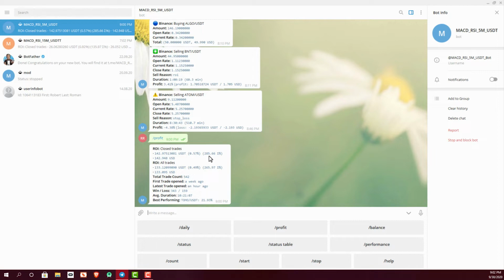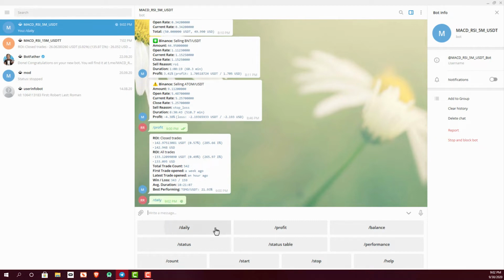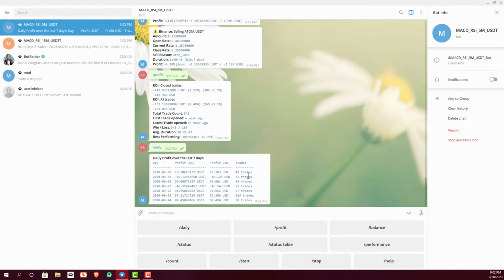So I wanted to talk a little bit about the features here. It says /daily. We'll go ahead and click that. It's going to show every day. This is actually today, September 30th. And then we got September 29th, 28th, 27th, 26th. It shows all the trades that have been made. The most trades were made on the 25th. We got 114 trades going on there. Our worst day was on the 27th. We lost negative $46, but it's okay. We're slowly making that profit back up.